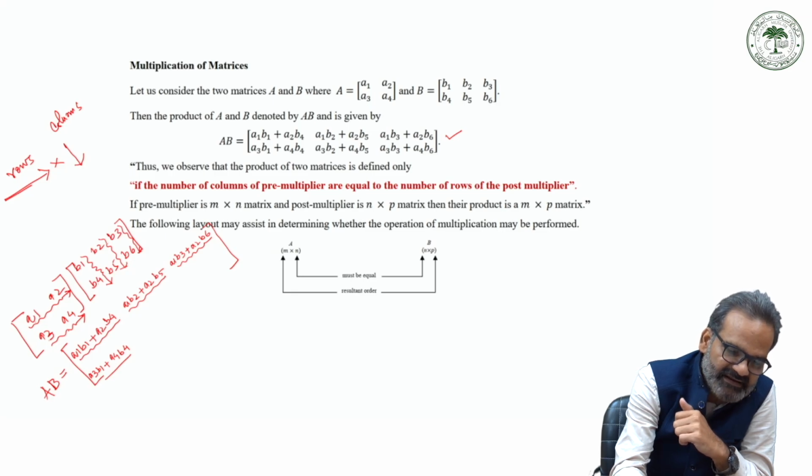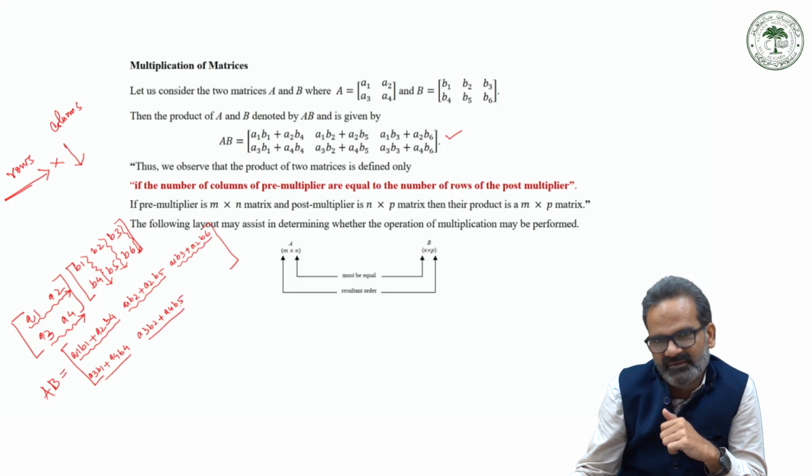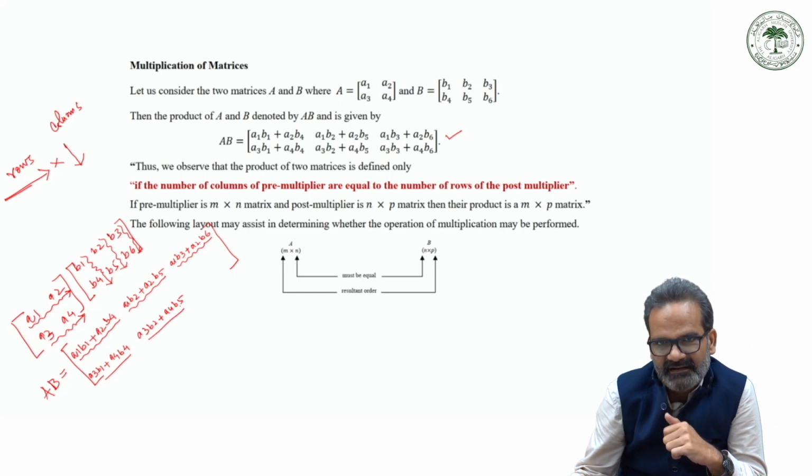Multiply this row with the second column, that is B2 and B5. So A3 B2 plus A4 B5, right? This is the second element of the second row.